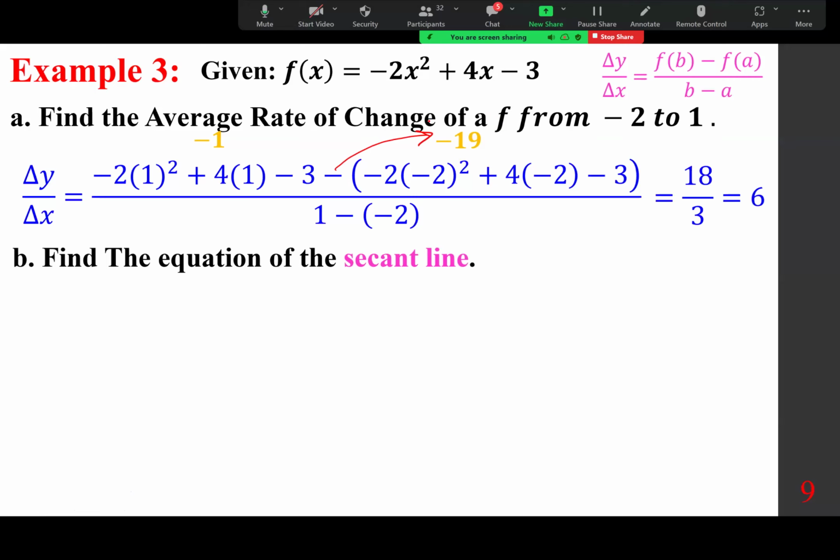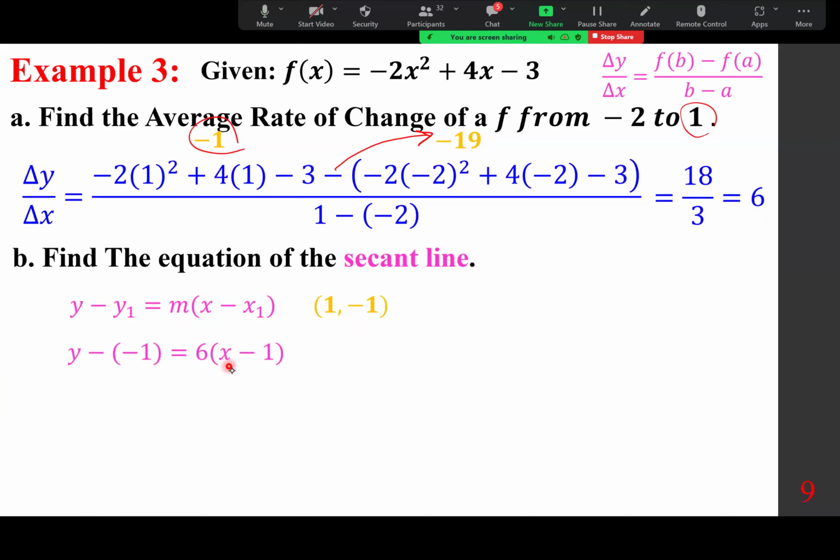Find the equation of a secant line. Same formula, y minus y1 equals m times x minus x1. And believe it or not, we already have a pair, 1, negative 1, because this negative 1 was f of 1. So y minus negative 1 is m, which is 6 times x minus 1.